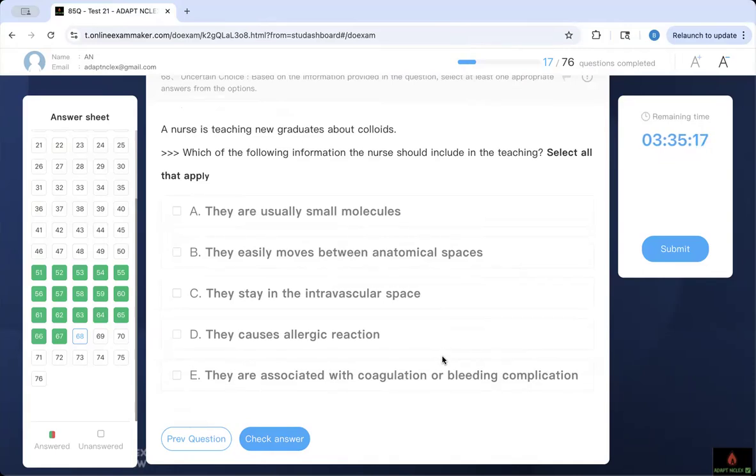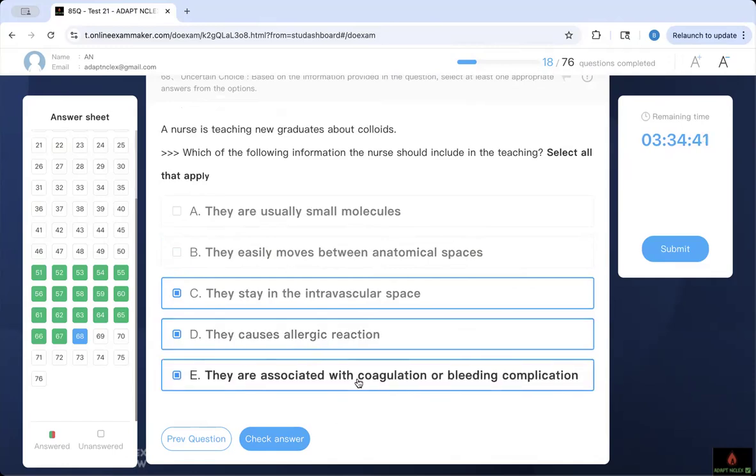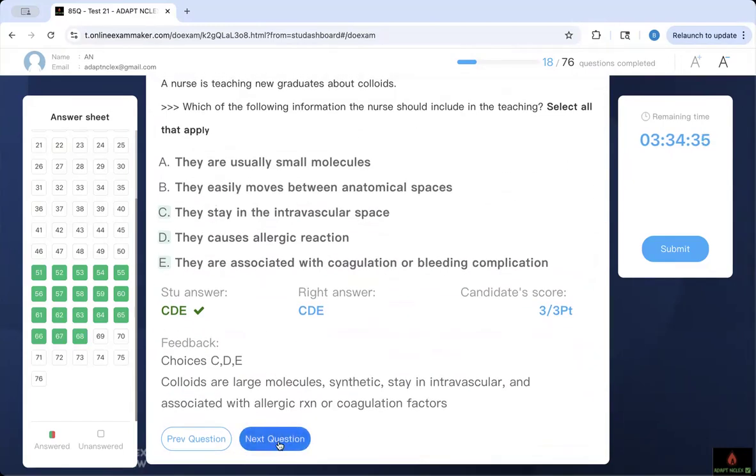They are very small molecules. They can easily move between anatomical spaces. Is that so? Colloids stay in the intravascular space. They cause allergic reaction. They are associated with coagulation and bleeding complications. What do you think? They are not that small. They're big. That's why they stay in the intravascular system. They don't move between anatomical spaces. They cause allergic reactions and can cause coagulation problems. That's the major problem, and that's why we don't use them unless we have to. So know the difference. These are colloid features.